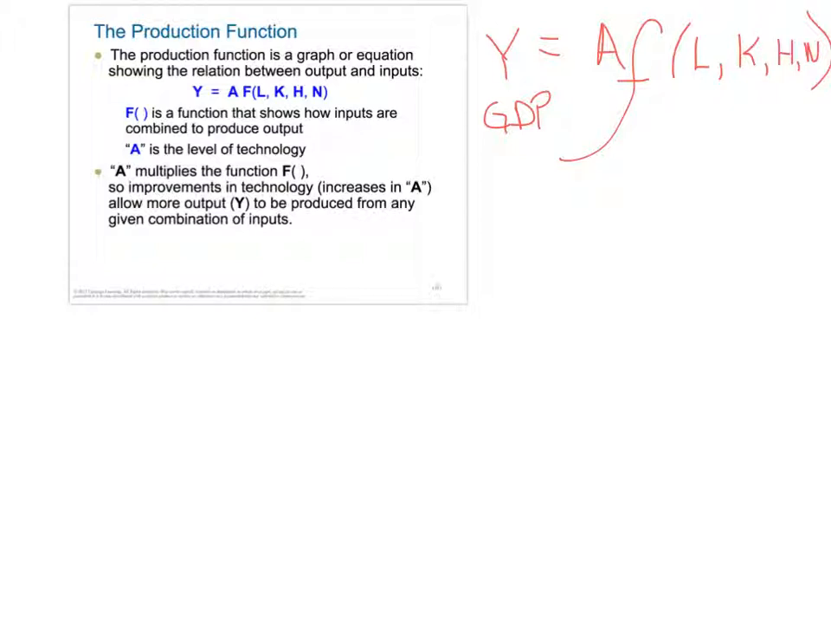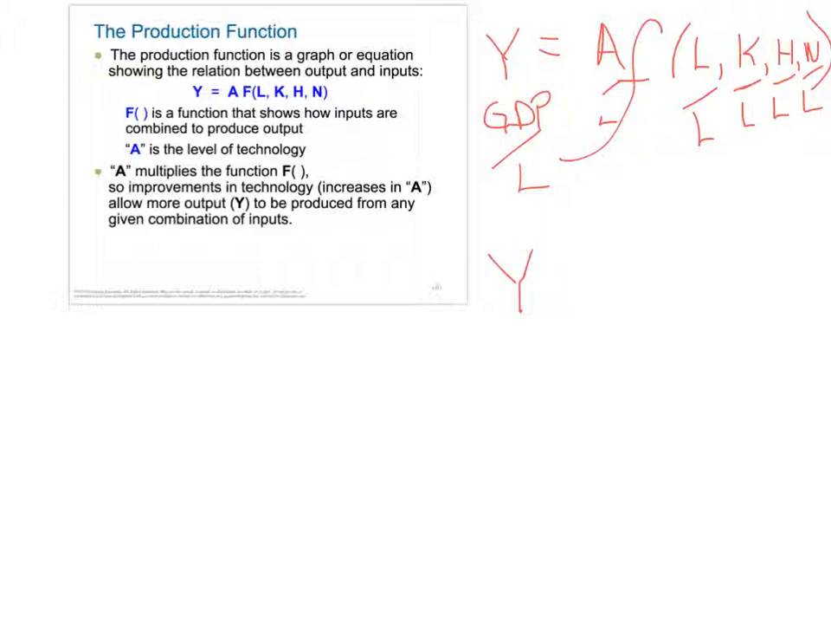Now again, we can measure each of these per worker. So I could put L over L, labor over labor, which would end up being 1. I could put capital per worker, human capital per worker, natural resources per worker, technology per worker, and then I would have output per worker. So that's one way I could do that, and I could use any of these variables if I wanted to.